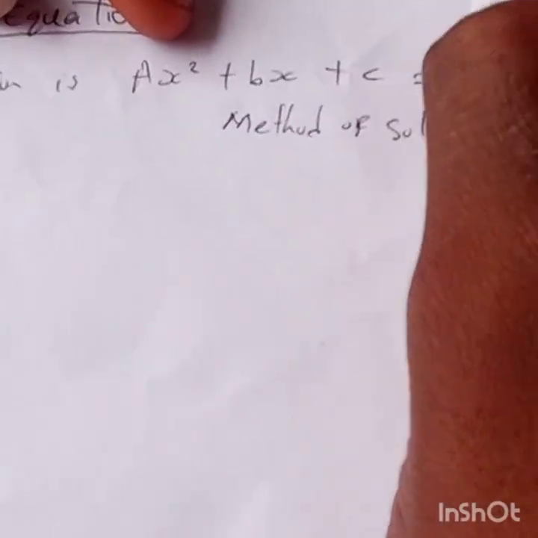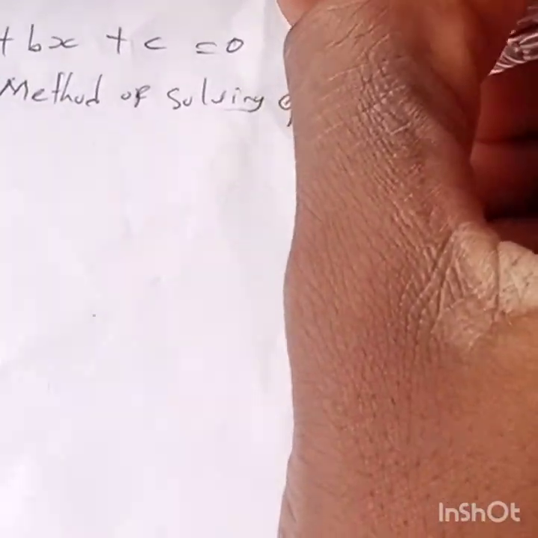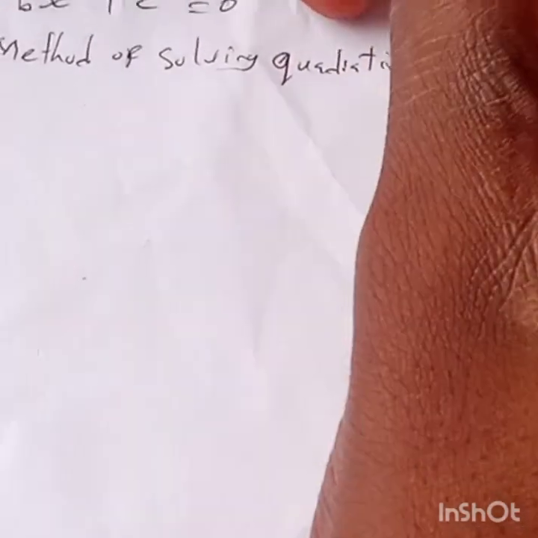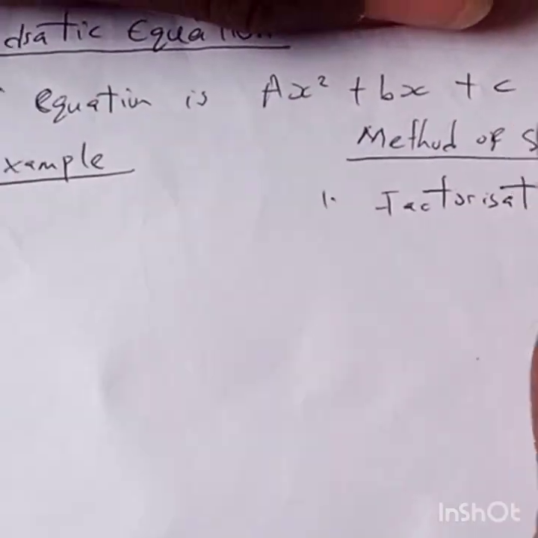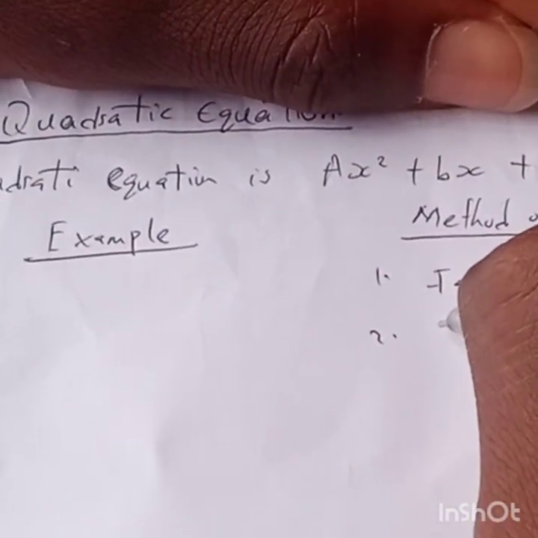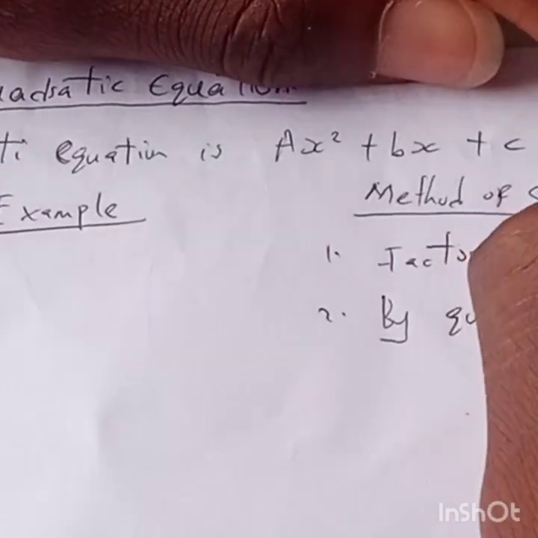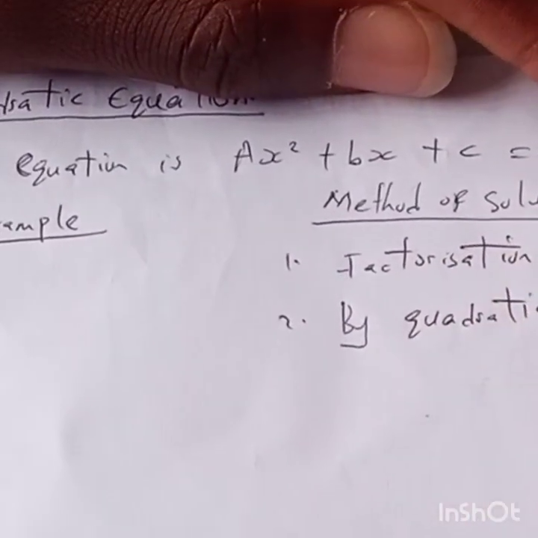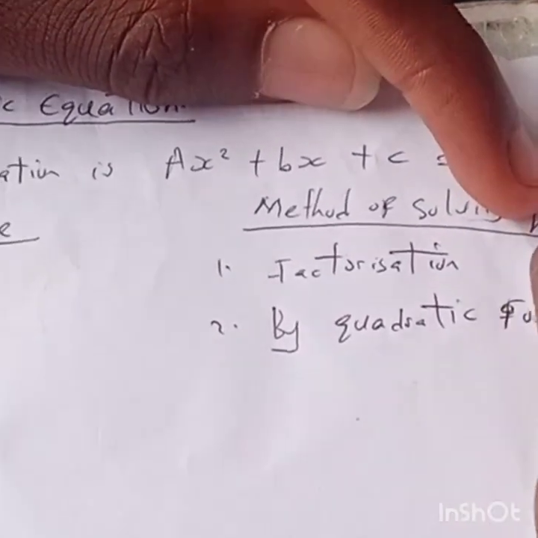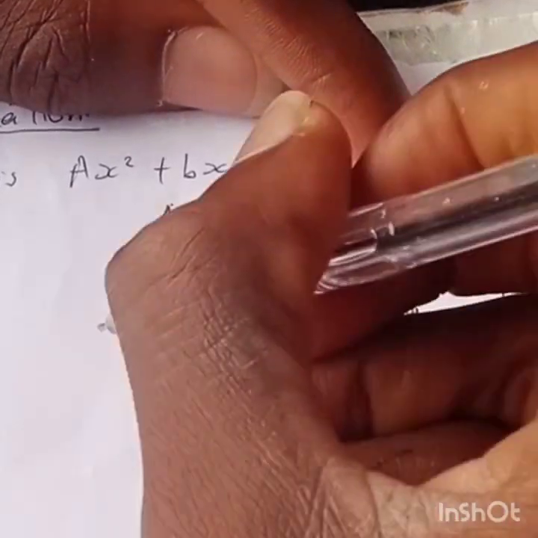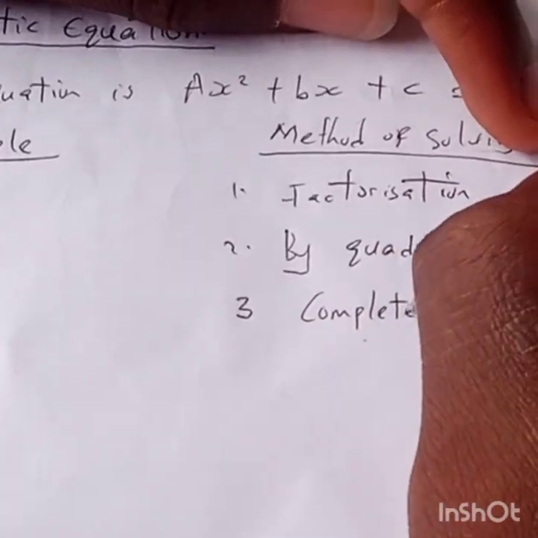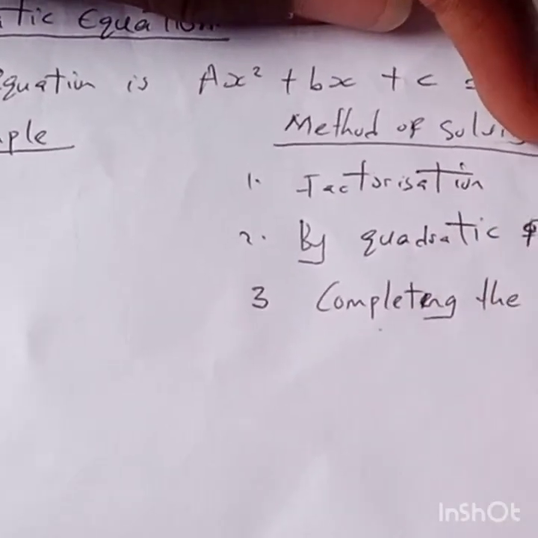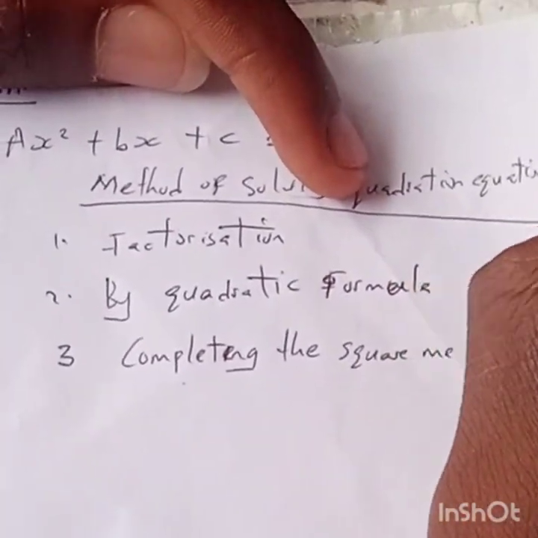Methods of solving quadratic equations. We have factorization. We have the quadratic formula, which is also called the almighty formula. We have the completing the square method.